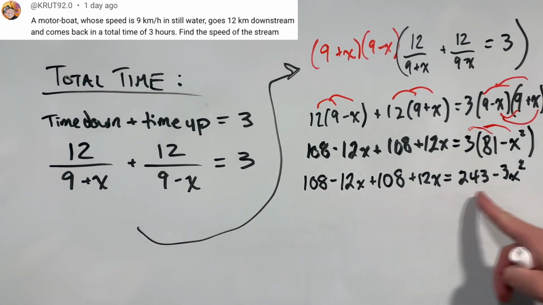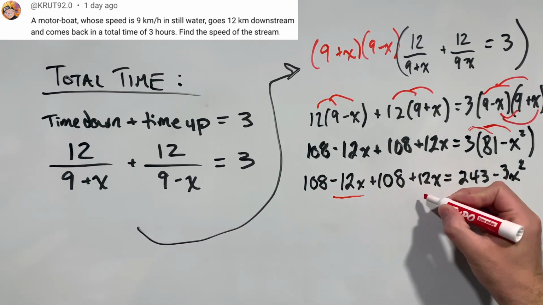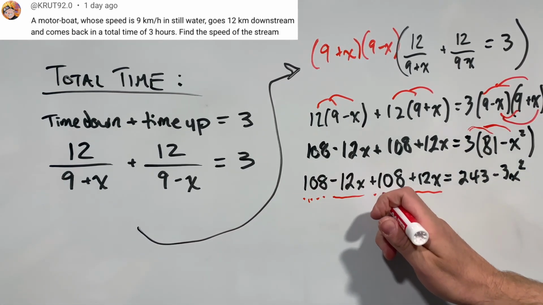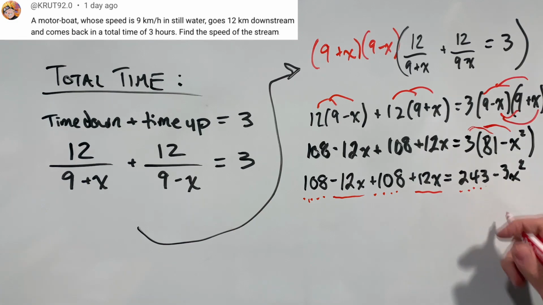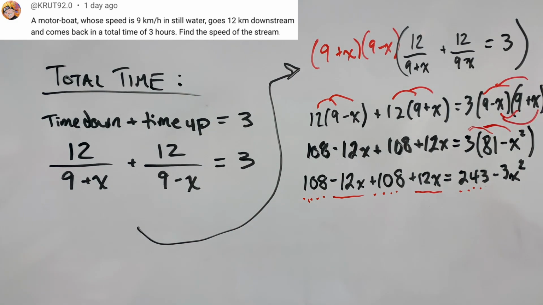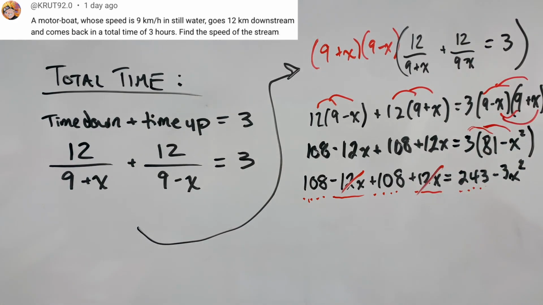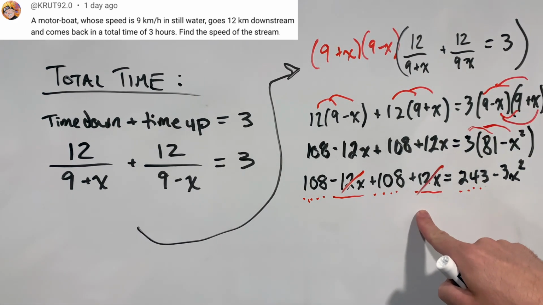Remember that like terms have the same variable and same power. So we can collect anything that has an x together and separately collect anything without an x. And we only have this one lonely x squared that doesn't have any like terms. So negative 12x and 12x are going to cancel. We're going to add our 108s together to get 216. And we're going to subtract that 243 over to the left-hand side.